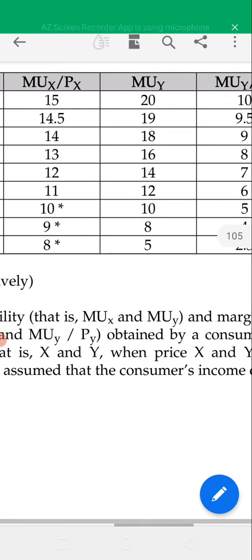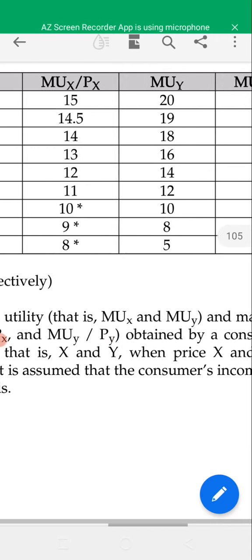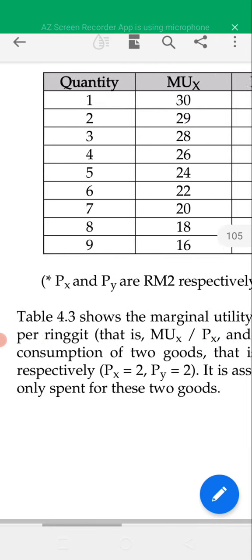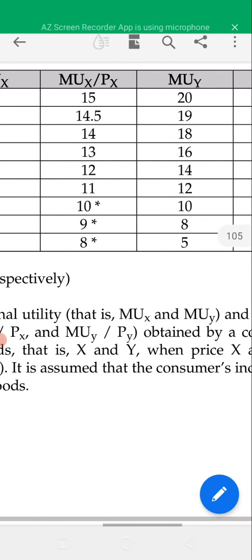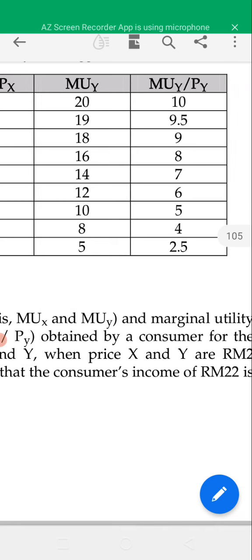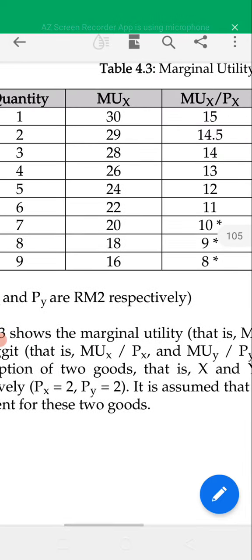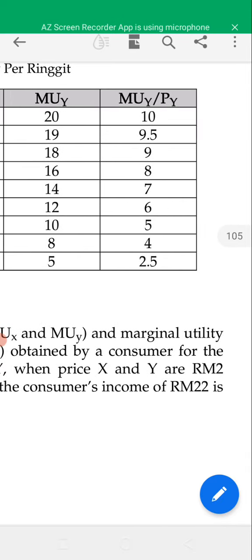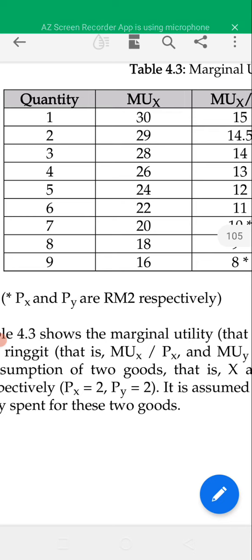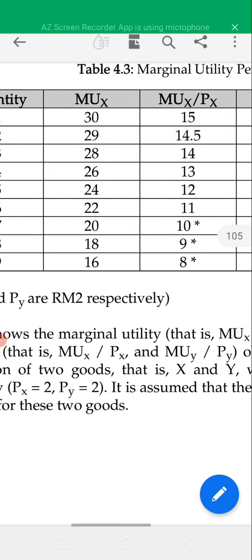And then for MUY over PY, where are we finding the 10? So you look here, for X, we have found the 10 is appearing on quantity 7. What about for Y? Where is the 10 appearing? So for Y, you can see that's on top. So look at the quantity, it's 1. So meaning the Y, we need to consume 1. So in other words, we make this bundle as 7X and 1Y. That is a combination that will maximize the bundle. So that is one bundle, you can keep it, and let's check if we have another one as well.